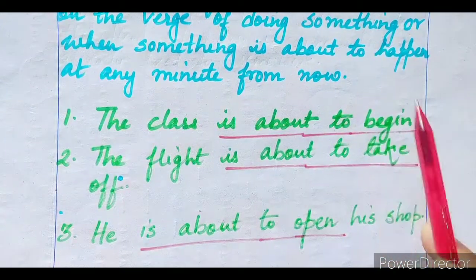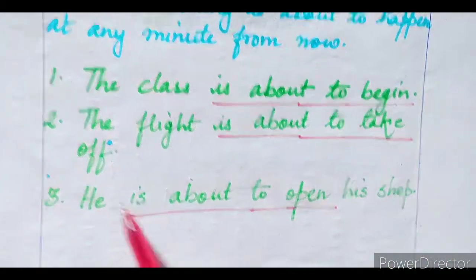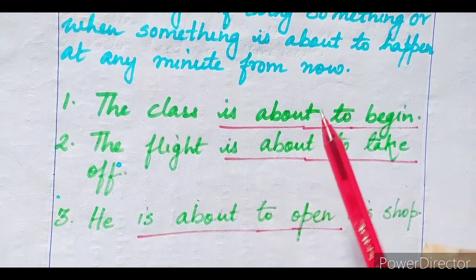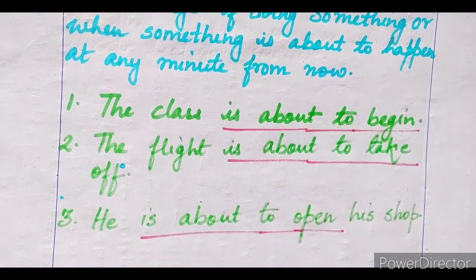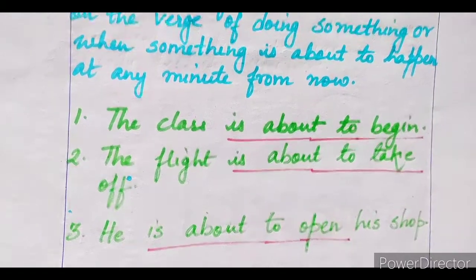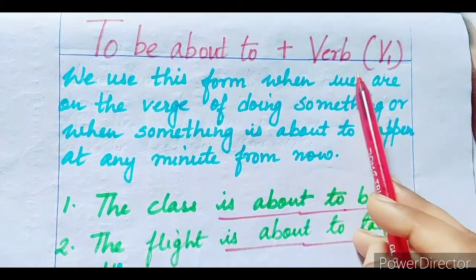The class is about to begin. The flight is about to take off. He is about to open his shop. So these are the things which are going to take place a minute or two later from now. Okay, so it will take place very soon. That is why we are using this form of the verb, which is to be, about to plus the verb form 1.